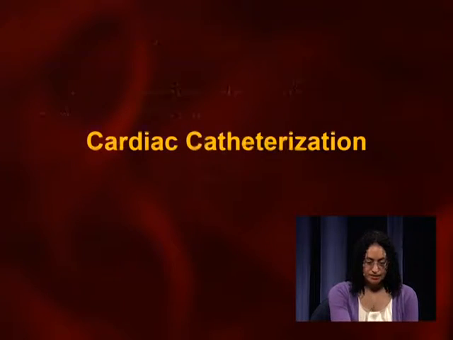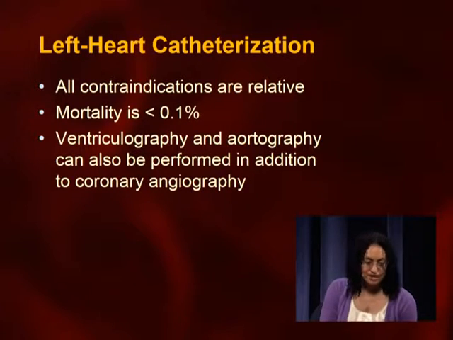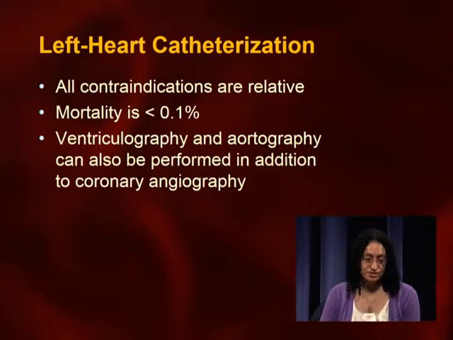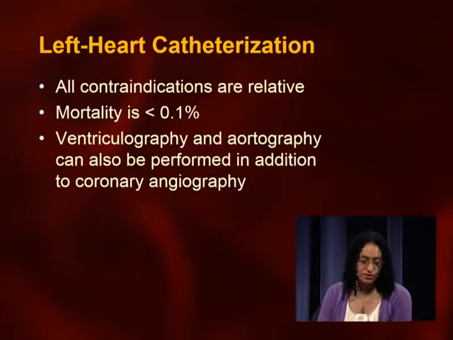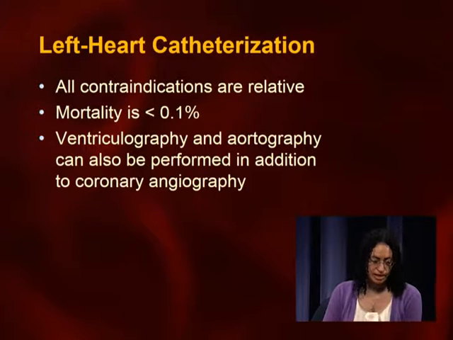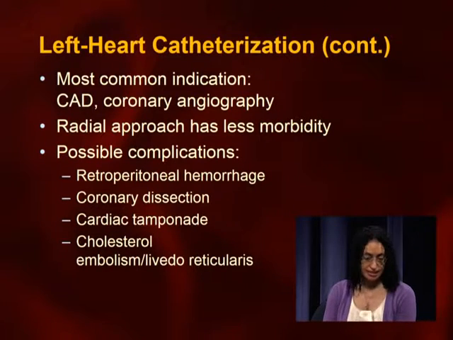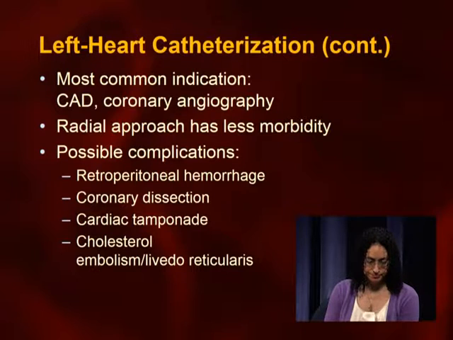Let's go on to cardiac cath now. So with left heart cath, it can be an emergency procedure, so all contraindications are relative. The mortality is very low, less than 0.1% with left heart cath, and you can also get a ventriculogram that gives you an ejection fraction, and aortography can also be performed at the same time as coronary angiograms. The most common indication, of course, is for coronary artery disease. And the radial approach, rather than the femoral approach, has less morbidity associated with it.